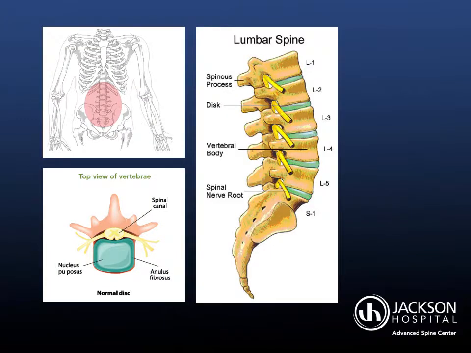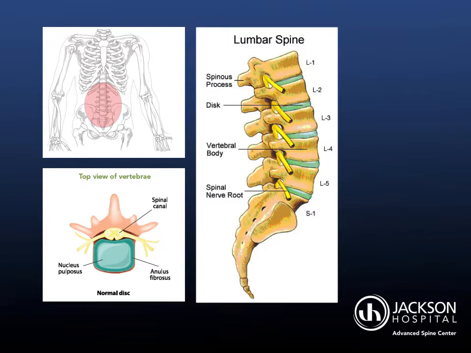The lumbar spine is made up of 5 vertebrae. The highest vertebrae, L1, meets the thoracic spine, and the lowest vertebrae, L5, meets the sacral spine. Discs separate the vertebrae and support movement of the spine. Each disc is made up of the nucleus pulposus, the jelly-like inner core, and the annulus fibrosus, the thick ring of tissue around the outside of the disc.